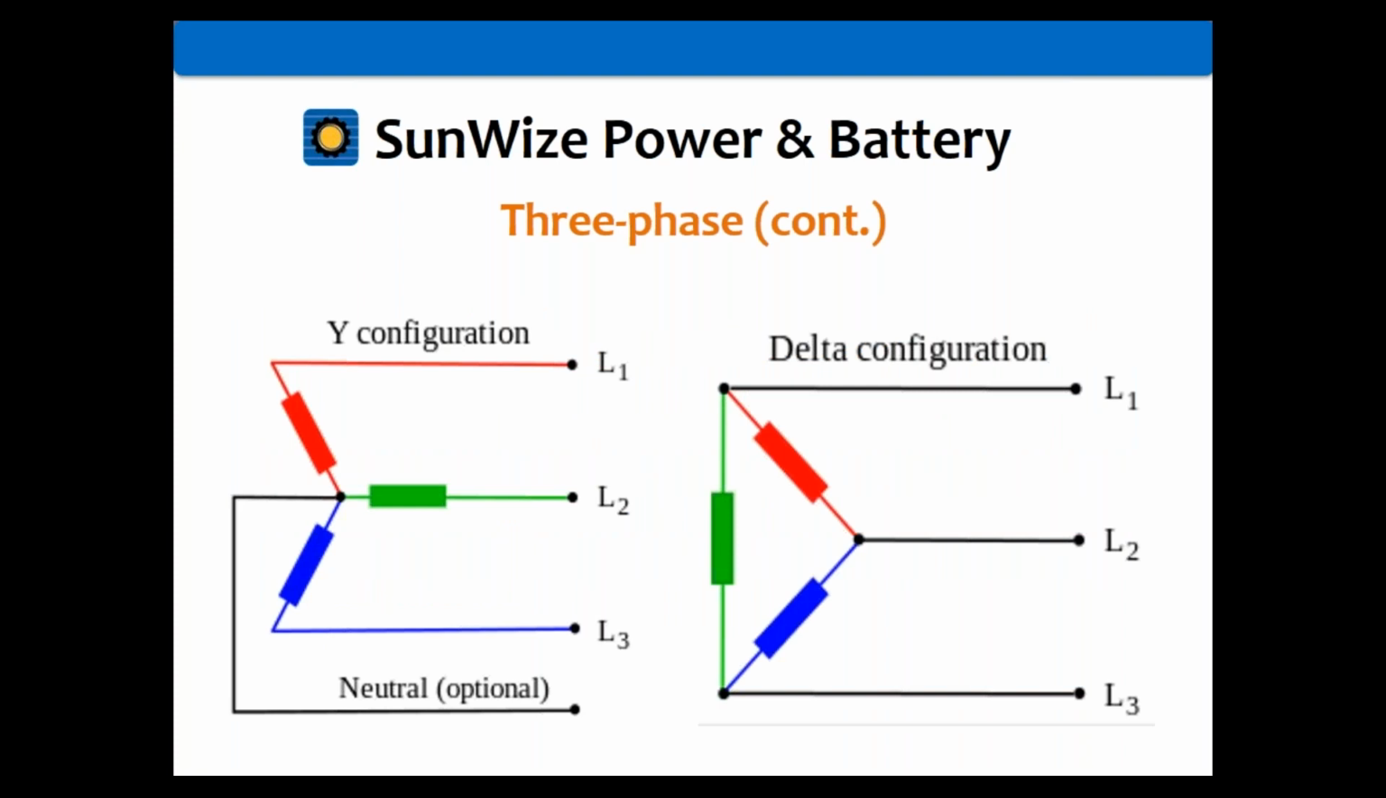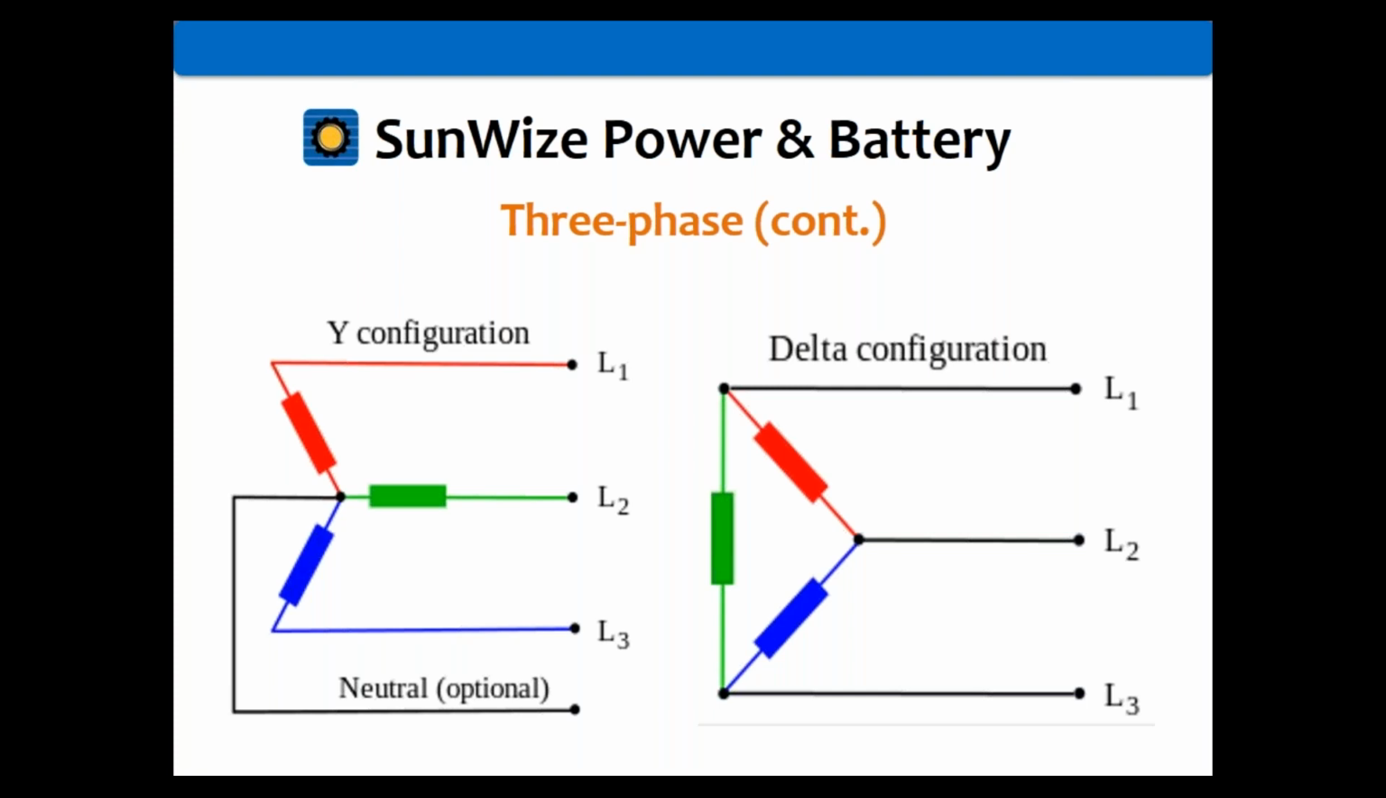So here's the symbols representing that. Remember I mentioned on split phase you had line 1, neutral, and line 2. Well, you'll notice here with the Y configuration, you've got a line 1, a line 2, and a line 3. And where those three lines come together, you can have a point, and that point can be grounded, giving you a neutral. It doesn't have to be there. Typically it is. It's actually pretty rare to find it not there, but it doesn't have to be. So that's how you get your four wires.